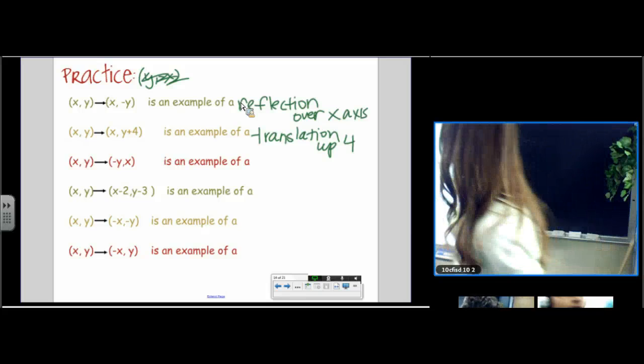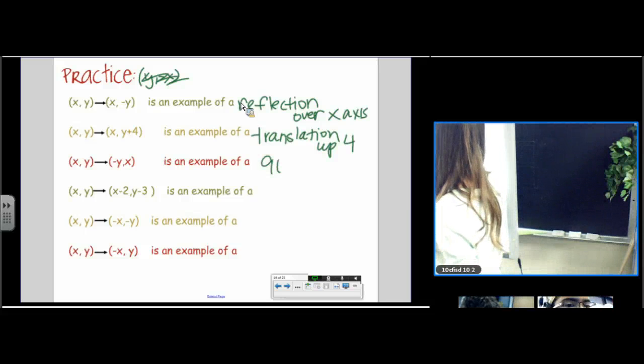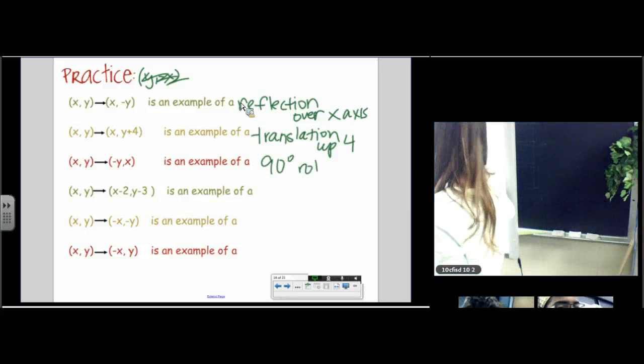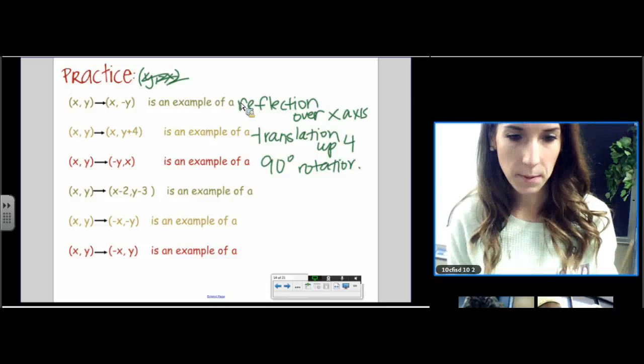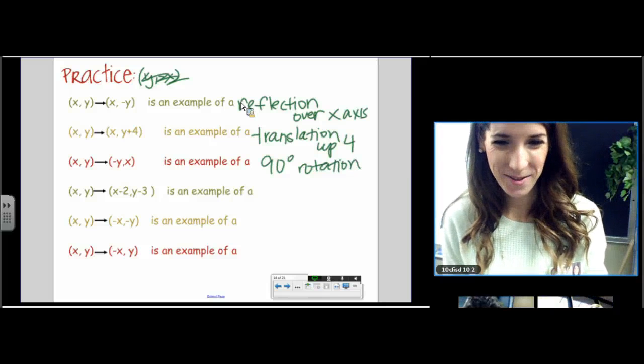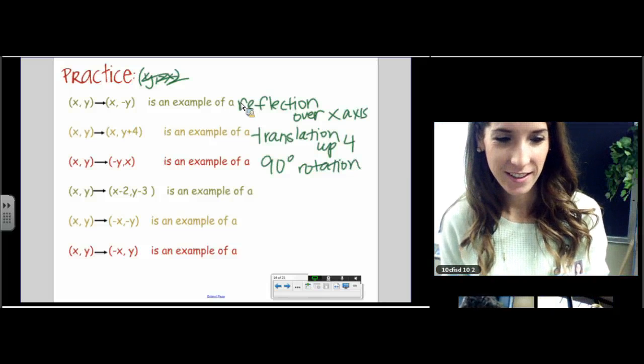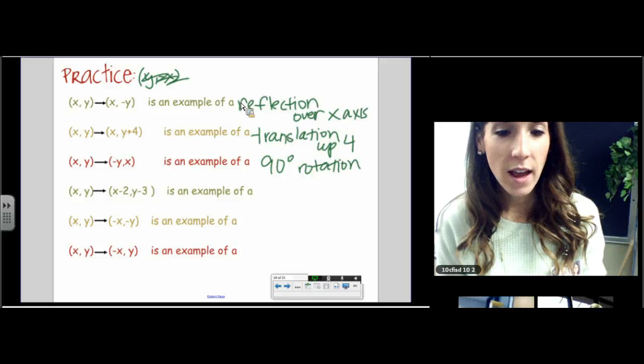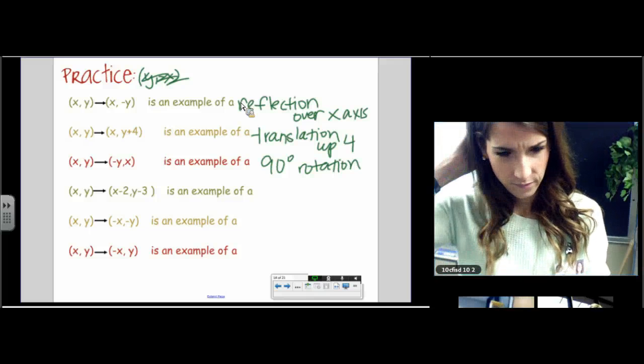Very nice. This one is a 90-degree rotation. Rishi, next one. Got him, coach. You're doing the very next one.